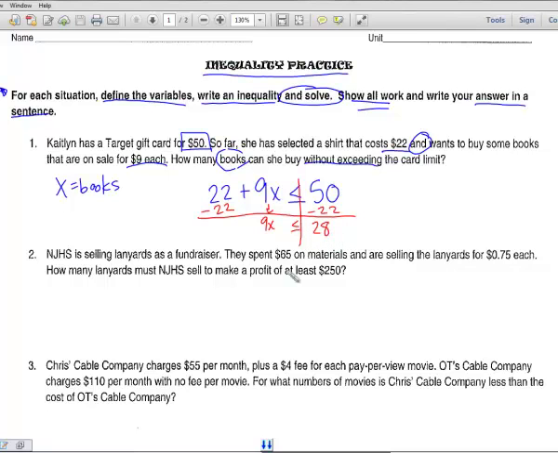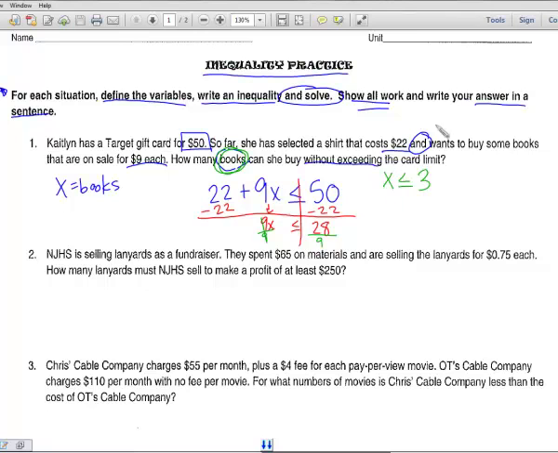Alright, now I need to solve for the 9x. 9 and x are being multiplied together, so I need to do the opposite. I need to divide by 9 and divide by 9. When I do that, I'm going to get a decimal. So we have to think about what makes sense logically if we're buying books. I can't buy a decimal of a book. I can only buy whole books. I know that 9 goes into 28 3 times and a little more, but I can only buy 3 books because I can't buy a decimal of a book. So I've got x is less than or equal to 3.